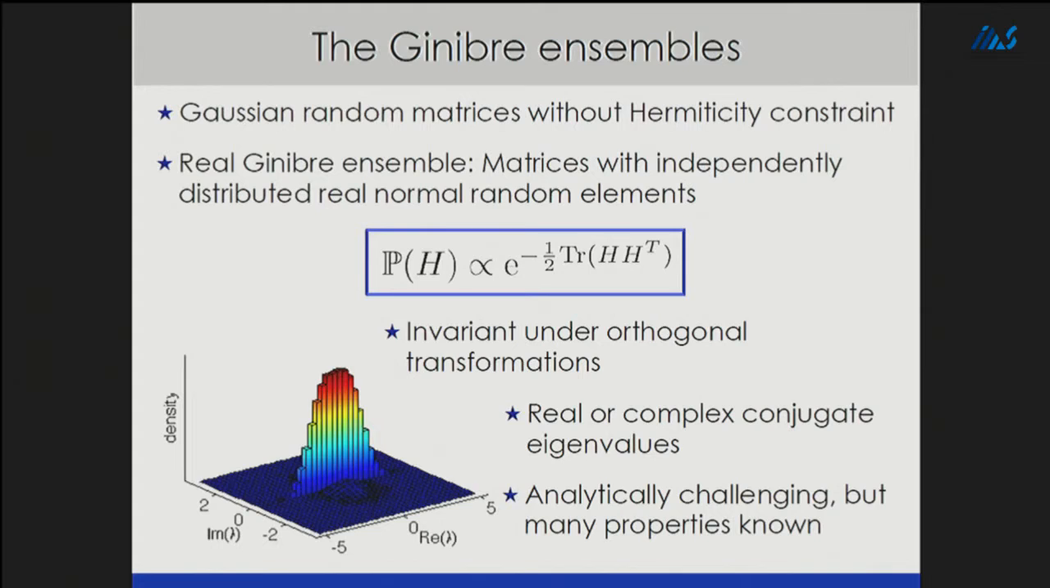There are such little bumps here, which at that sort of resolution you don't actually see very well with the light. So there's a little bump here, and there's a little bump on the other side of complex conjugate eigenvalues. Okay, so this is a well-known ensemble as well.